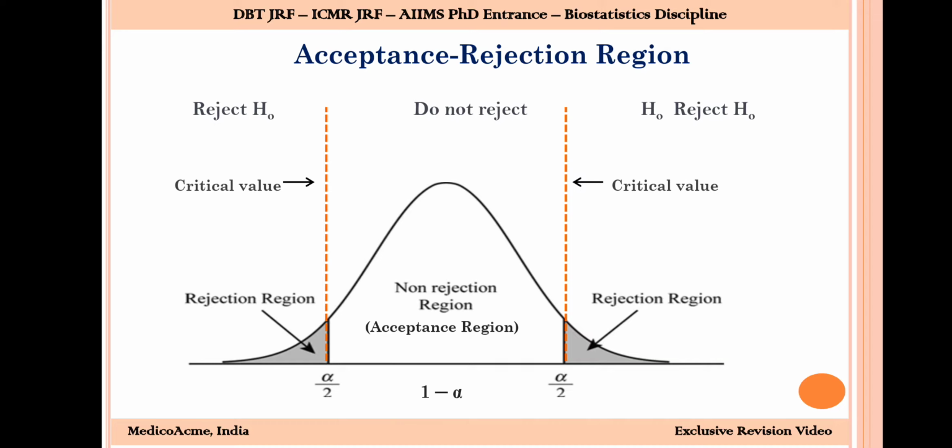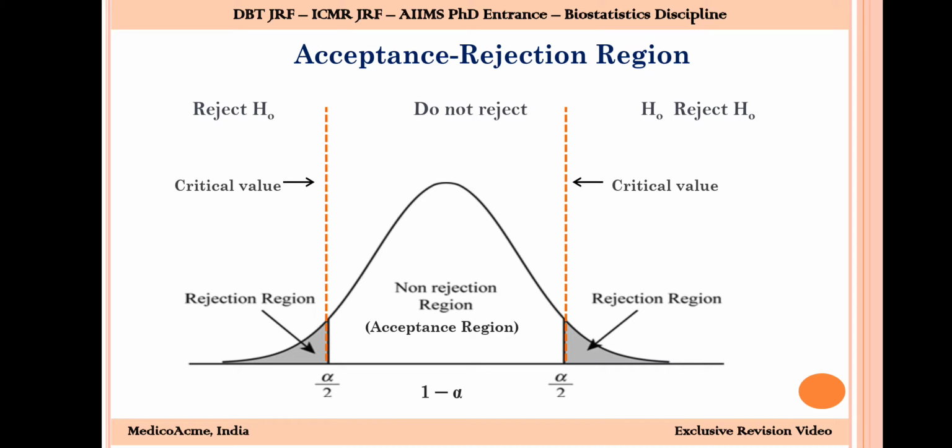When most of the data is in the region around the central tendency, it is the non-rejection zone, or acceptance region. Please remember this, because these graphs are sometimes asked, and many questions are raised from them. This is a normal distribution. On both sides you have the rejection region, which is the false positive error, shaded at the extremes. Alpha by 2 is 0.025, that is 2.5% in the left rejection region and 2.5% in the right rejection region. Both together constitute alpha, that is 5%. So 1 minus alpha will be the non-rejection region.